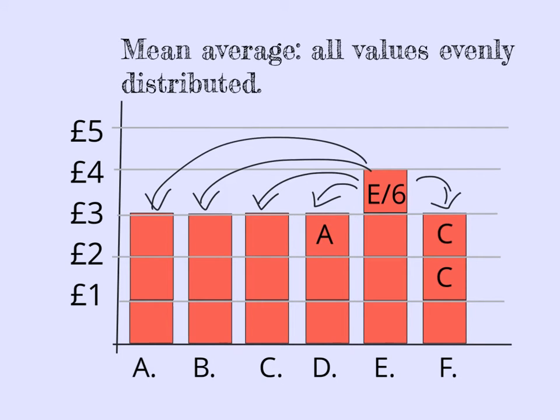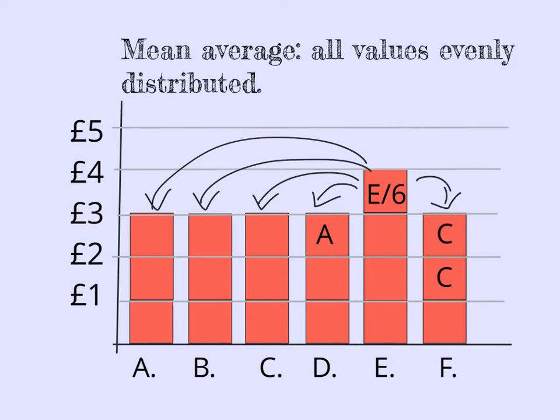The final average we're going to look at is the mean average. This is the one that is now most focused on in year 6. The mean average means that all the values have been evenly distributed. What I'm trying to show with these arrows is that this block originally belonged to A, these 2 blocks were originally on C, and block E here is going to be spread out across all 6 people.